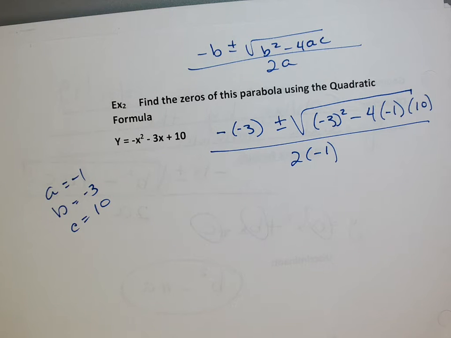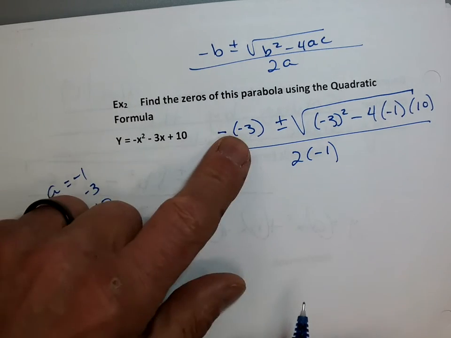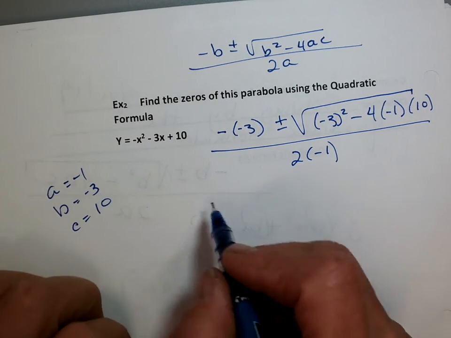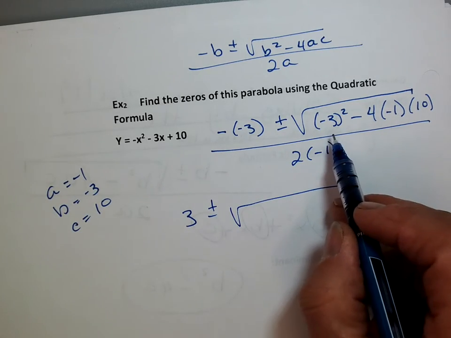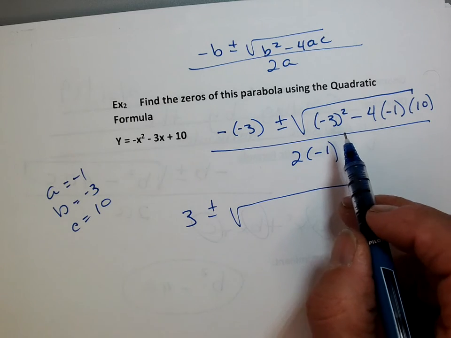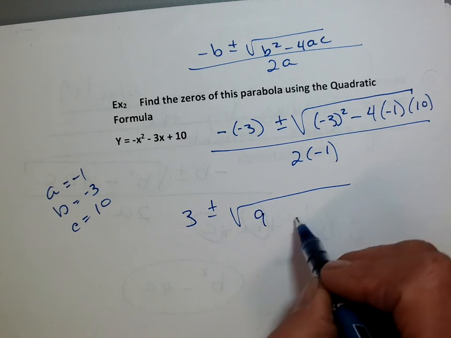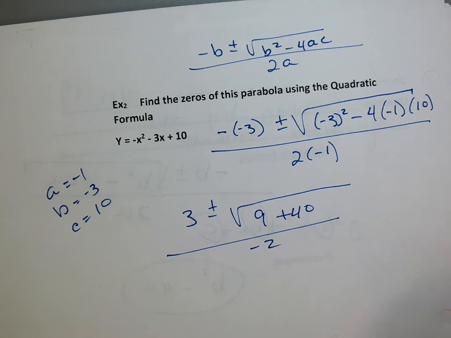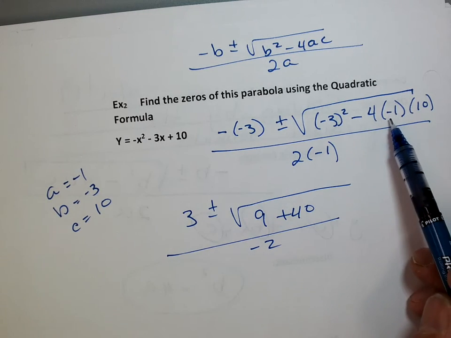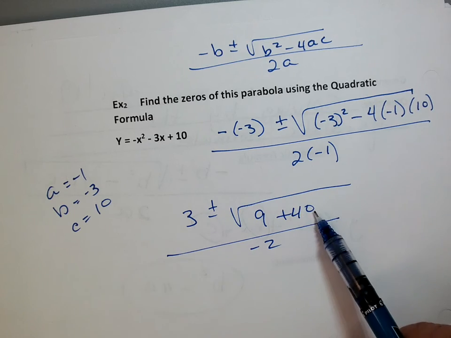Yeah. Would it be a positive on the outside just because it must be negative? You're way ahead of me. I like that. Yep, totally right. So, both Autumn and Isaac agree that double negative makes positive, right? Okay, agree? So I got a 3 plus or minus the square root. Now, this is a negative 3 squared. Negative 3 times negative 3 is a positive 9, right? 9 plus 40 over negative 2. Okay, and you know where I got 40? Negative 4 times negative 1 is positive. 4 times 10 is 40, okay?